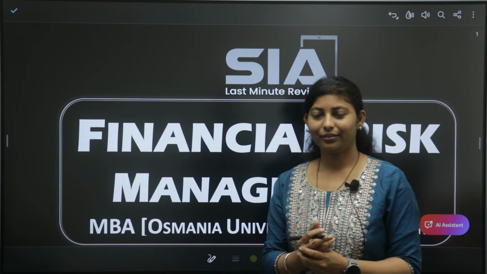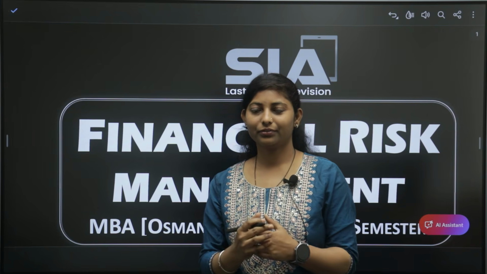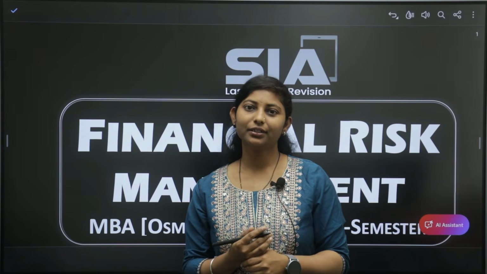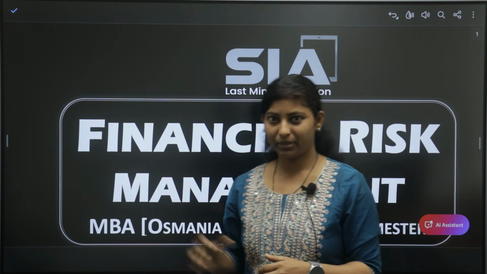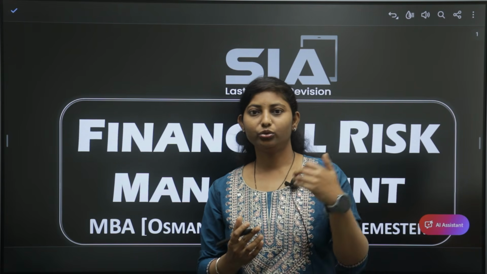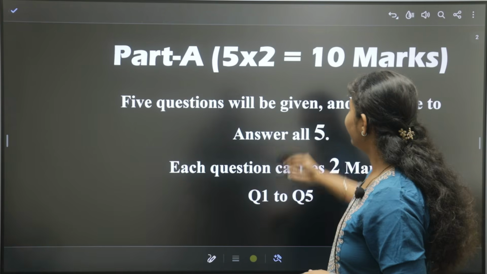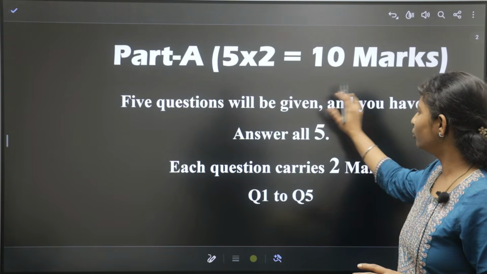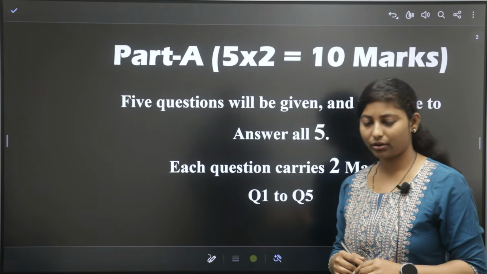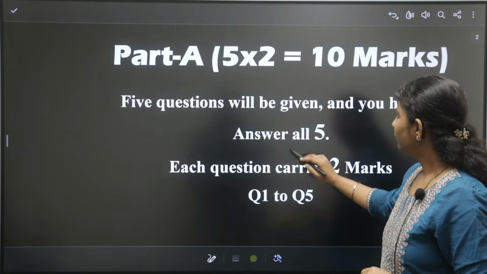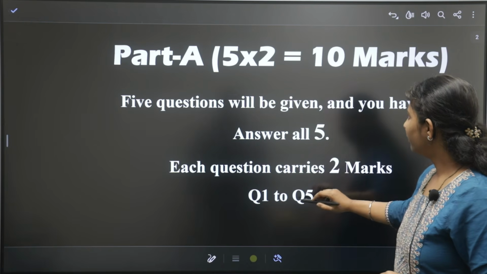So today we are discussing the important questions for the last minute revision for MBA Financial Risk Management subject. Let us first see what is the question paper pattern you will get in this upcoming exam, like June 2026. Part A, you will have five questions of 2 marks from all 5 units, and there is no option, so you need to write all of them, for 10 marks.